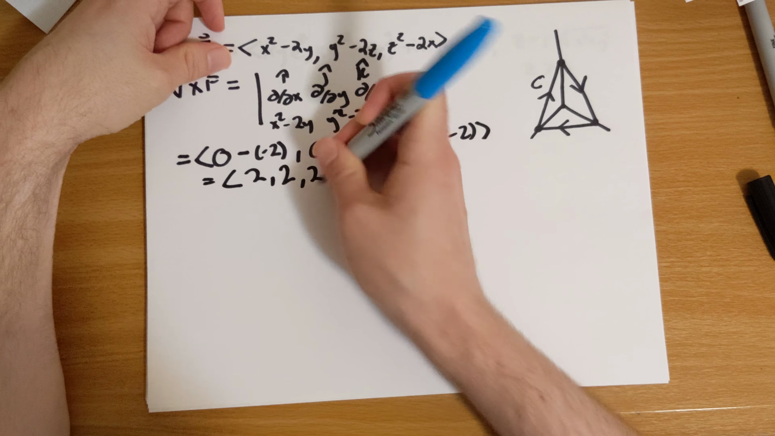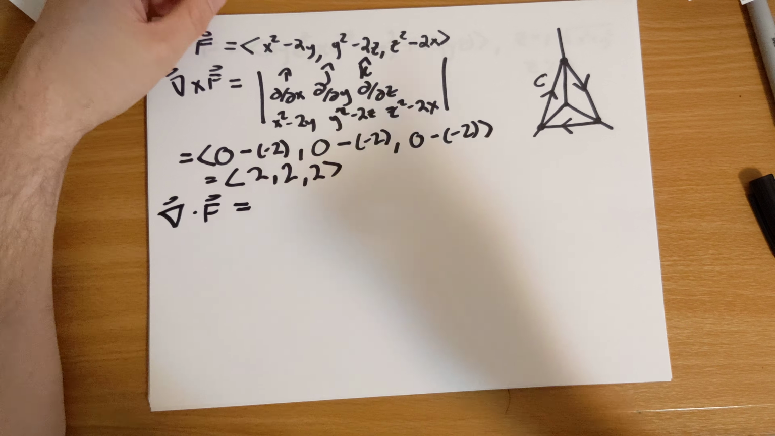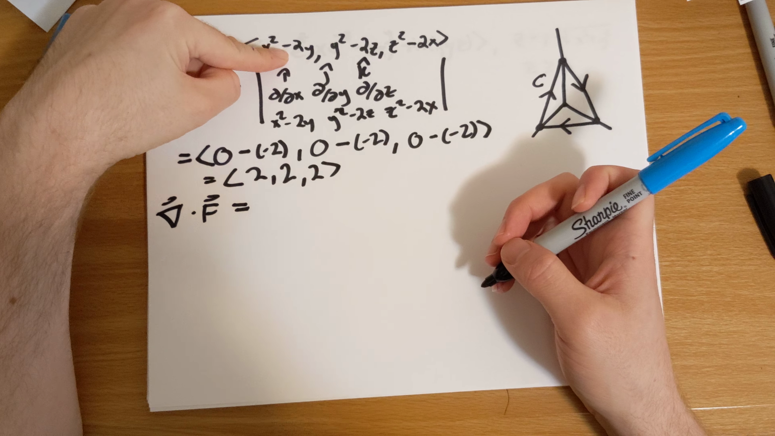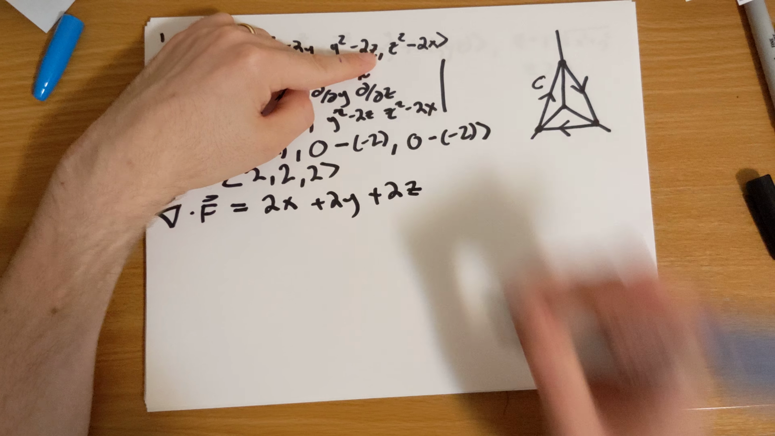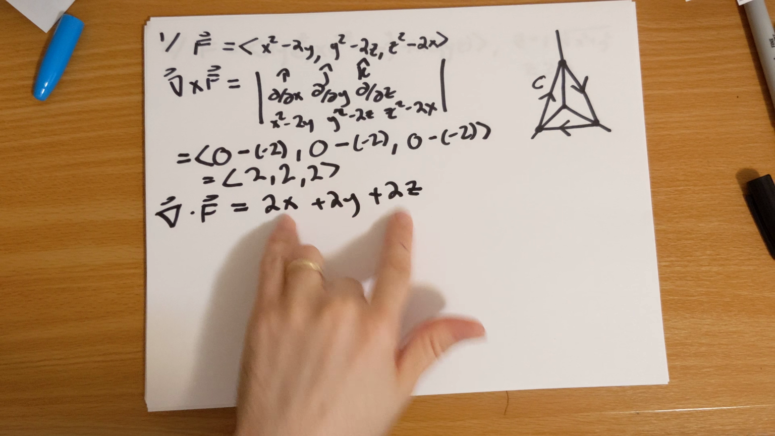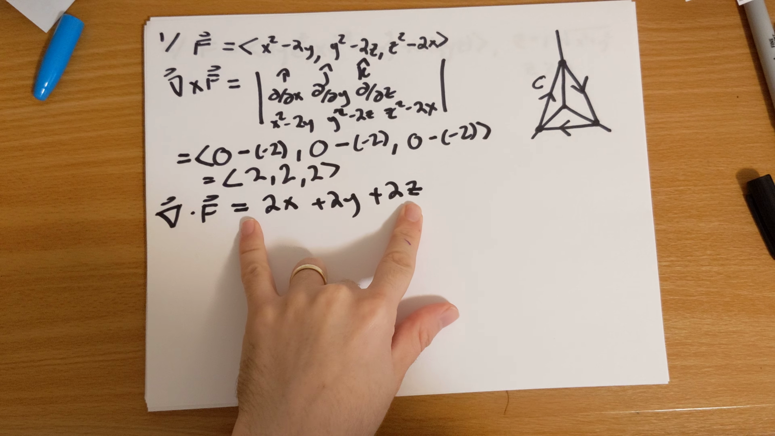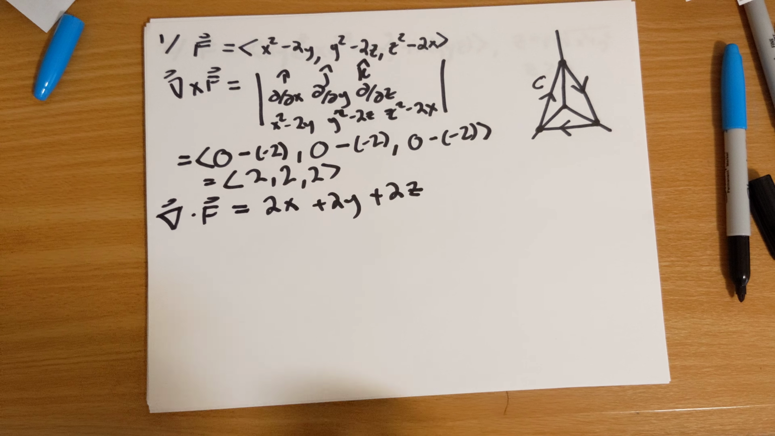So that's part A. For part B, we're asked to compute the divergence here. So we add up the partial derivative of the first component with respect to x, that's 2x, plus the partial derivative of the second component with respect to y, plus the partial derivative of the third component with respect to z. This is what we end up with. I'll just point out here, this is a scalar quantity. The common mistake here would be to write this out as a vector quantity.